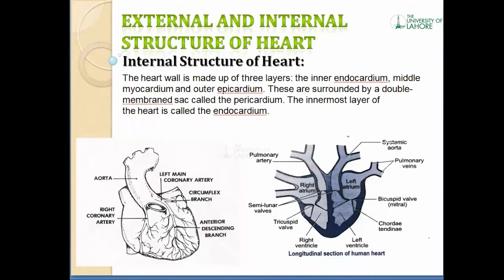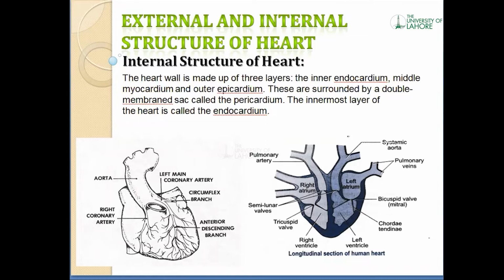External and internal structures of the heart. The heart is made up of three layers: endocardium, myocardium, and epicardium. The heart wall has the inner endocardium, the middle myocardium, and the outer epicardium. These are surrounded by a double membrane sac called the pericardium.